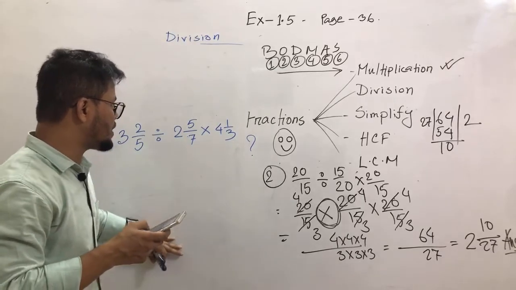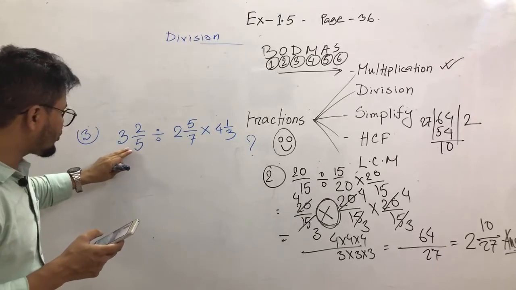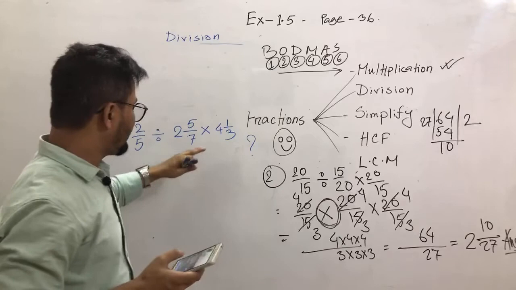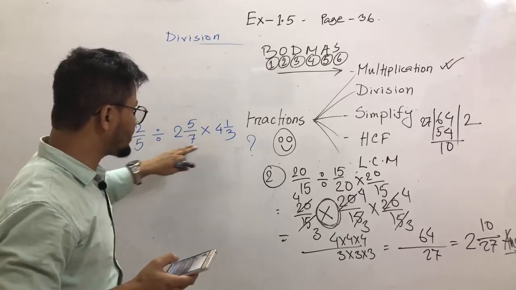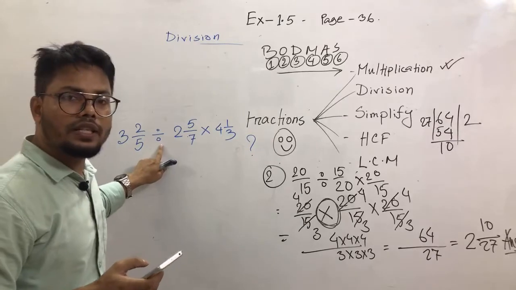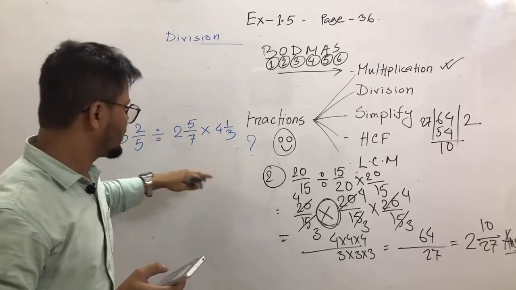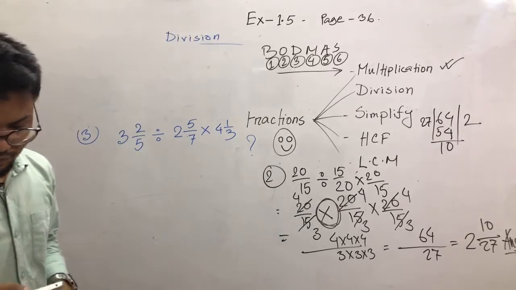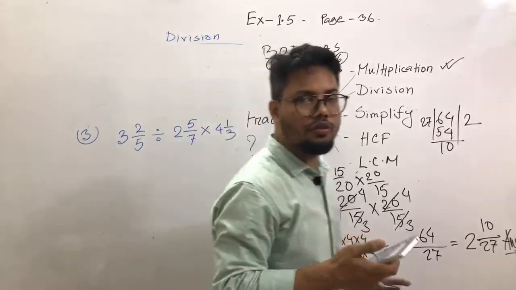Please do the calculation. The first step, convert all mixed fractions into improper fractions. Then the second step, convert this divide into multiply. Then do simplification. Okay, I will give you 1 minute.